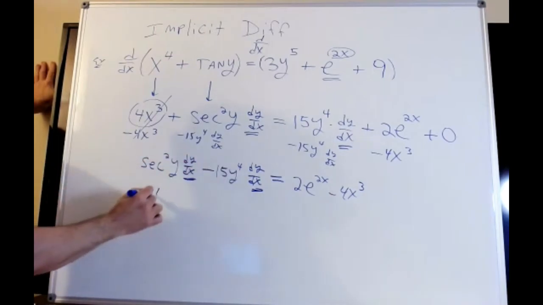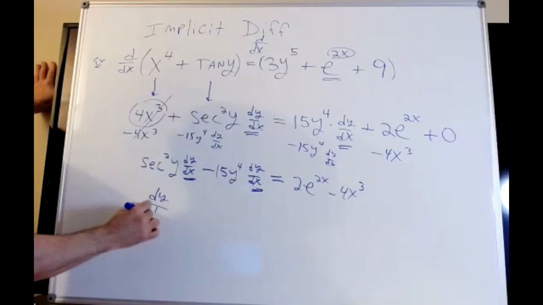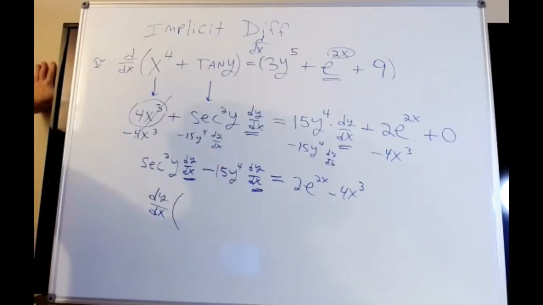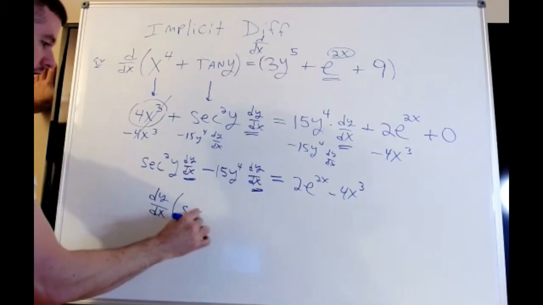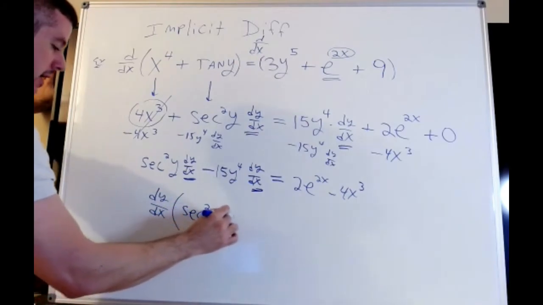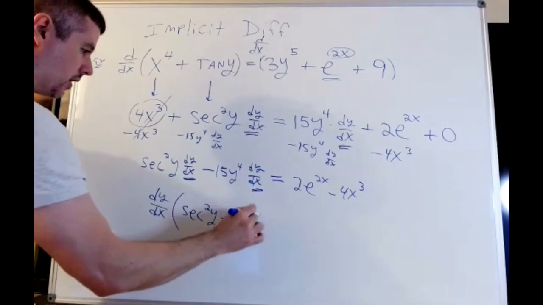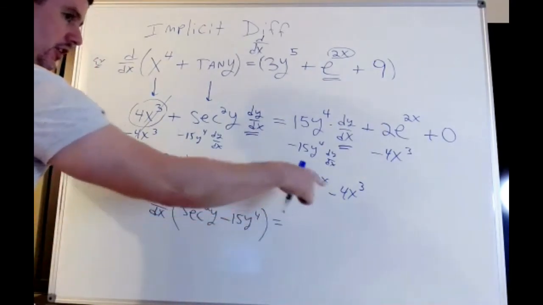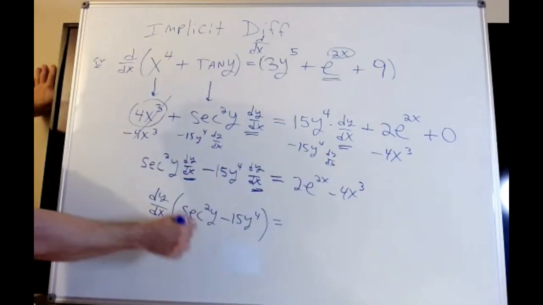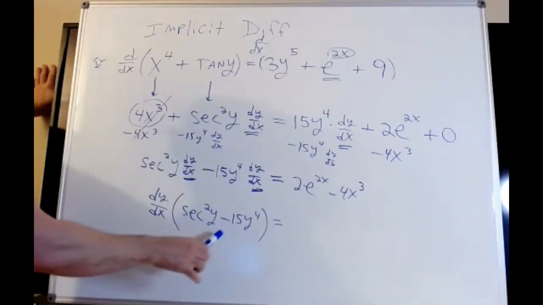So what I'm going to do is I'm going to factor it out of the left side like this. Just take it and put it in the front. And what am I left with? Secant squared y minus 15y^4, right? This is your big move. This is still on the other side. Now I'm going to divide this away, right? You have to divide this.